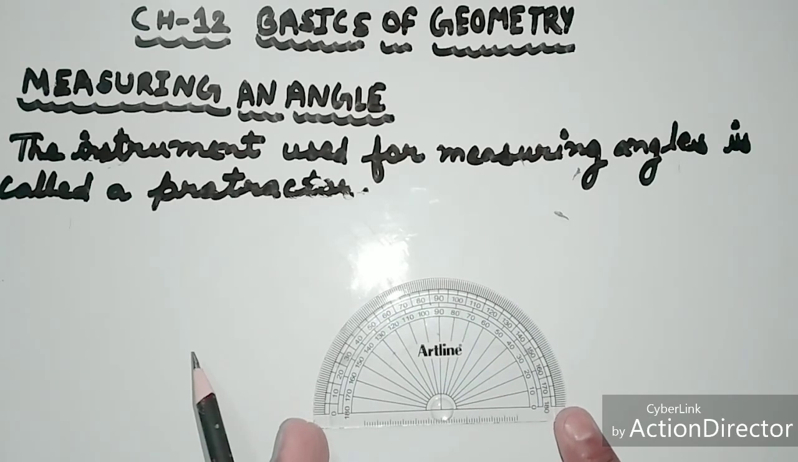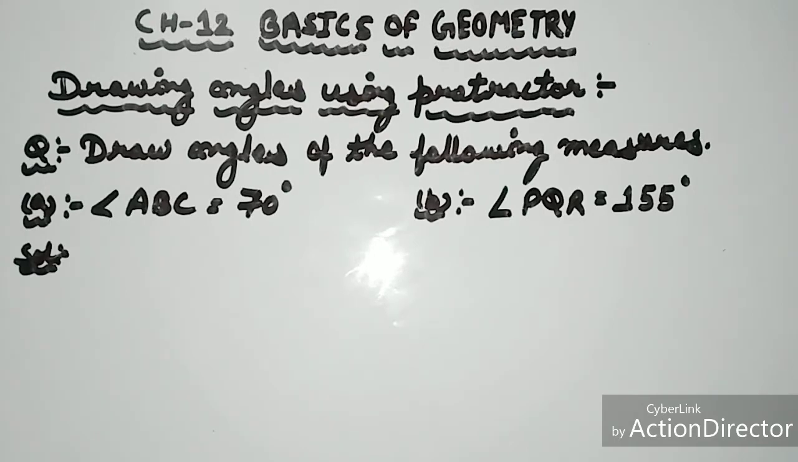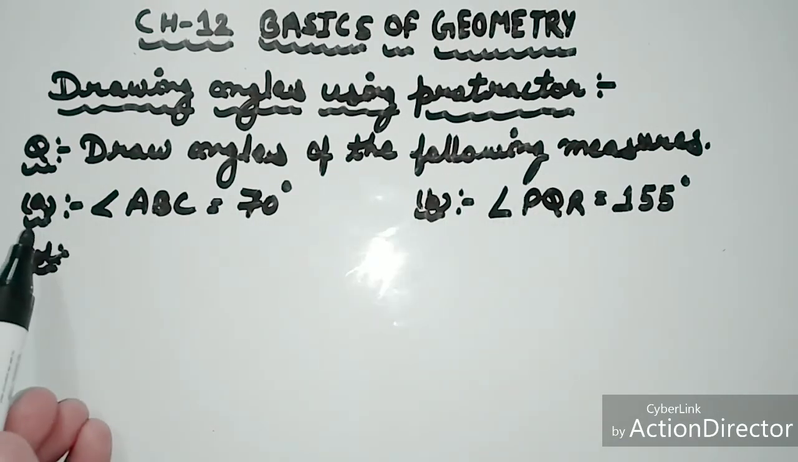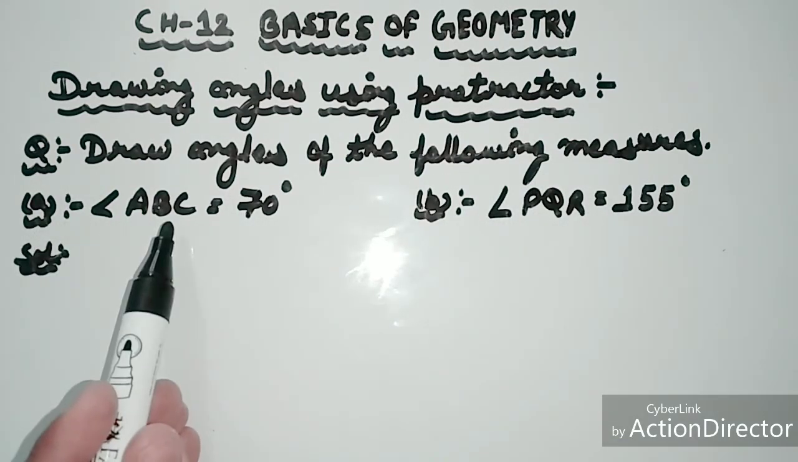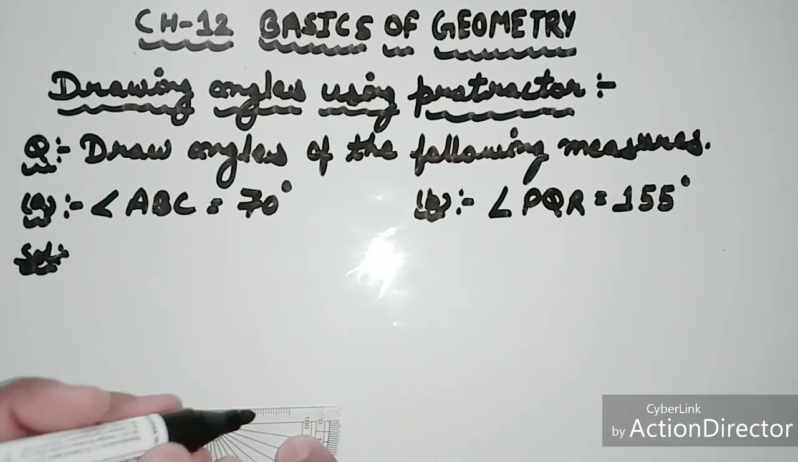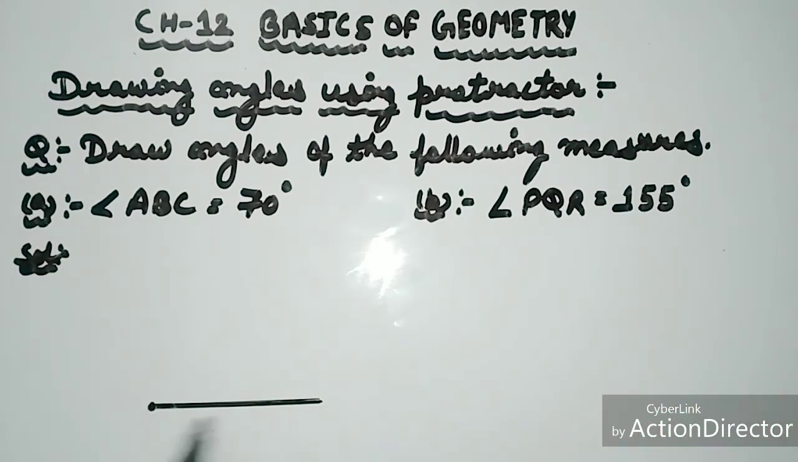Now we make some angles using this protractor. Now, drawing angles using a protractor. Question: draw angles of the following measures. The first example, angle ABC equal to 70 degrees. Here we make an angle of 70 degrees. First we draw ray BC. This is a ray, and we give the name of this ray BC.